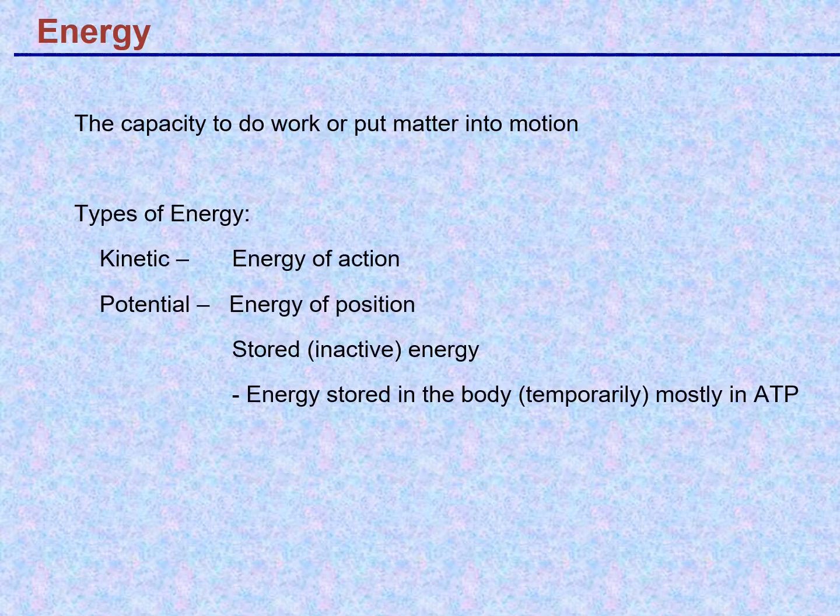Energy is the capacity or ability to do work, or to take matter, mass, and put it into motion. There are two types of energy: kinetic energy and potential energy. Kinetic is energy of some sort of action, something's happening, and potential energy is energy of position, stored energy. Energy stored within storage molecules like ATP, which is what the body uses. It's an organic molecule that the body produces as an energy store.